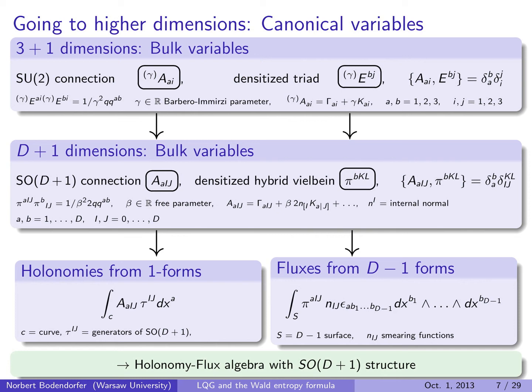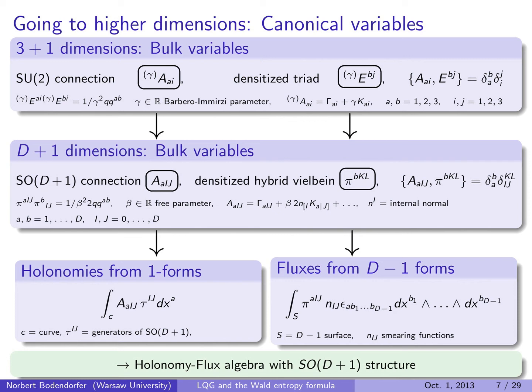Then conjugate to this connection, you have a densitized triad, which essentially is the square root of the spatial metric up to a rescaling with this free parameter. And then you find that A and E are canonically conjugate. And especially you also find that the commutator of A with A is 0, so the connection is self-commuting.